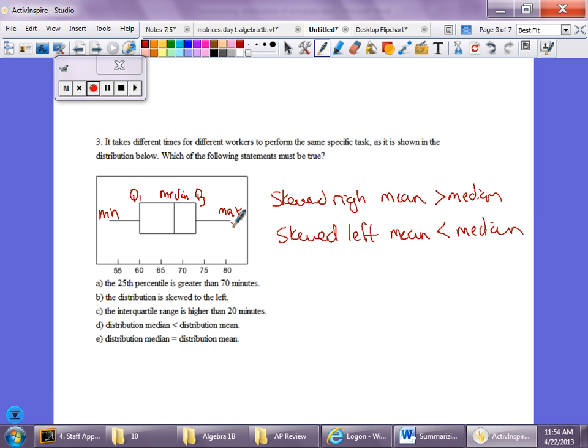About the tail. So going back to skewed right means that there will be a long right tail. Skewed left means that there will be a long left tail.